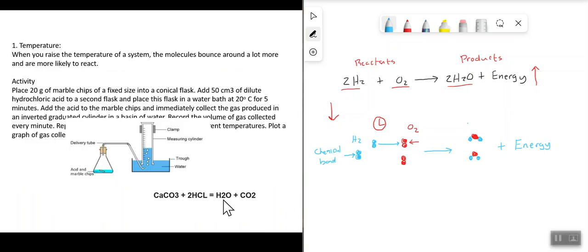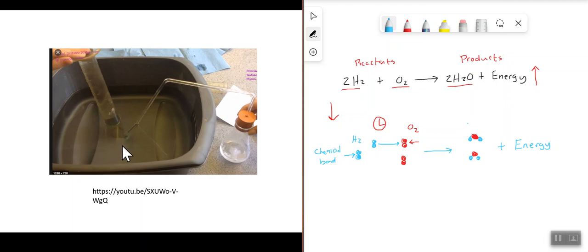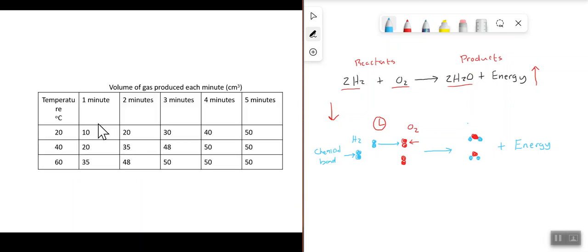So this is a chemical reaction here, and we can demonstrate this in the lab. When you raise the temperature of a system, the molecules bounce around a lot more and are more likely to react. This is basically an activity that demonstrates this. When we complete the activity, we'll get a table of results that looks something like this.